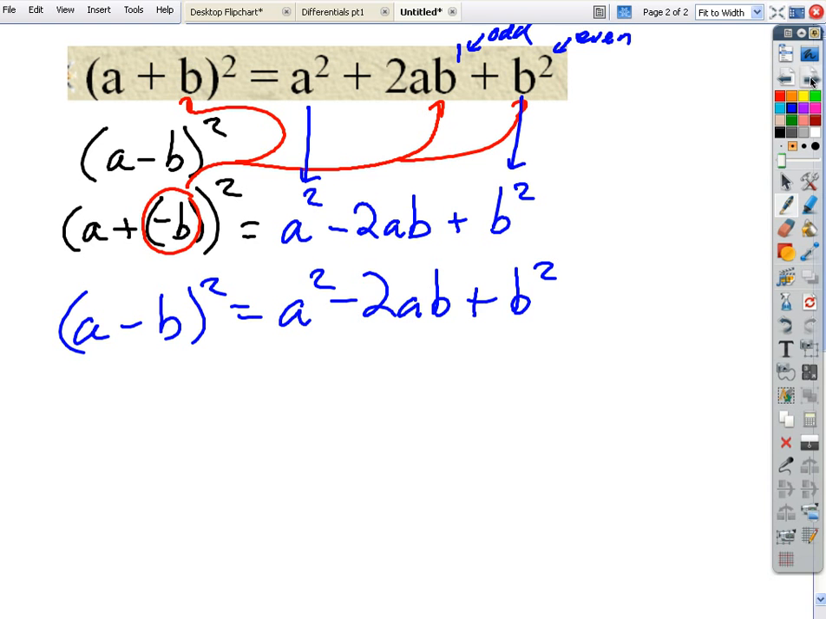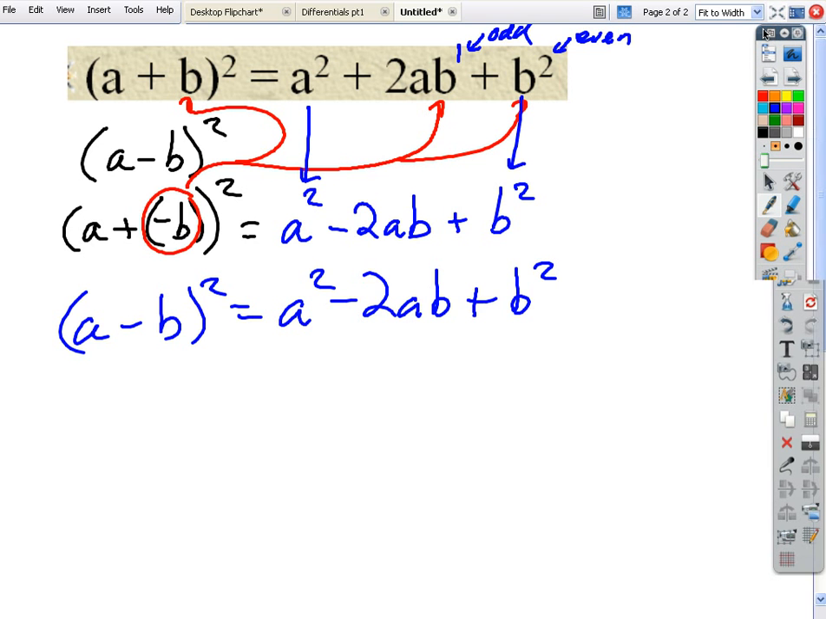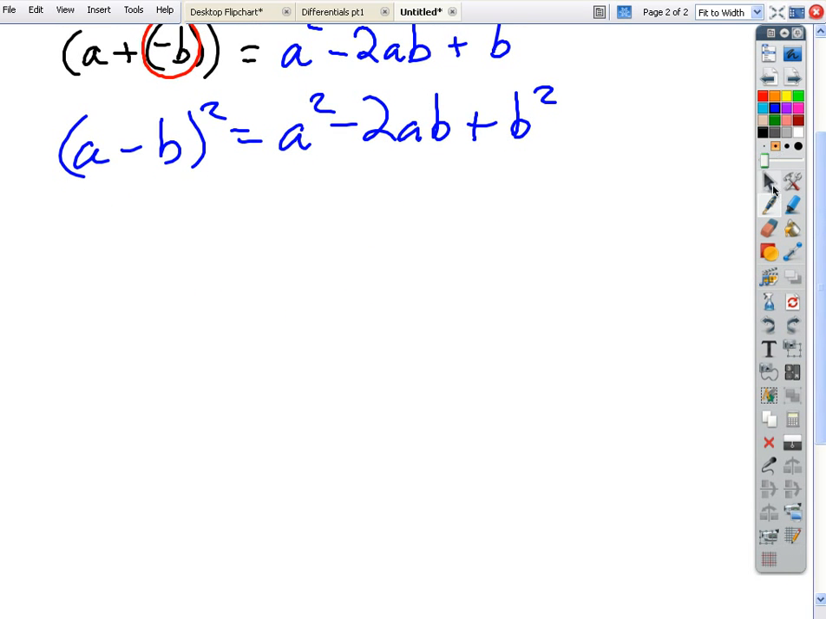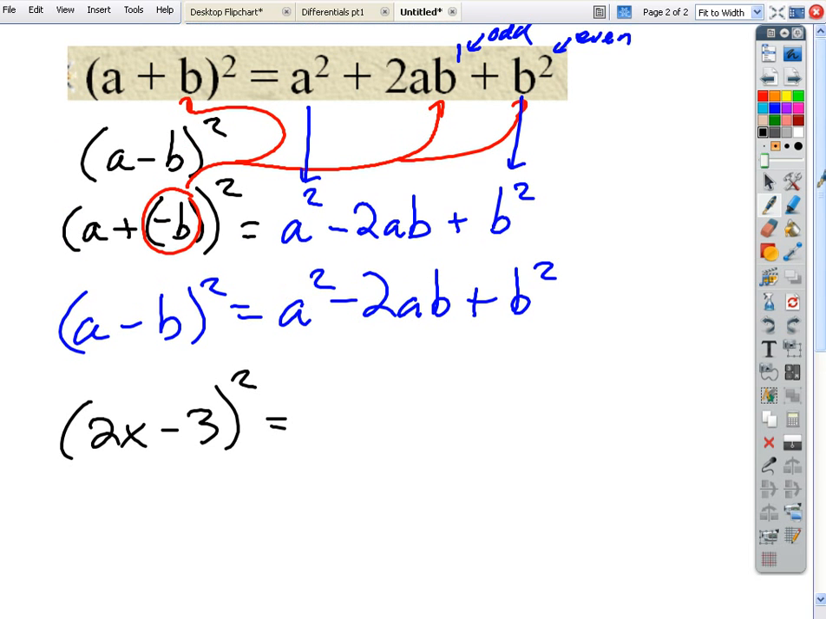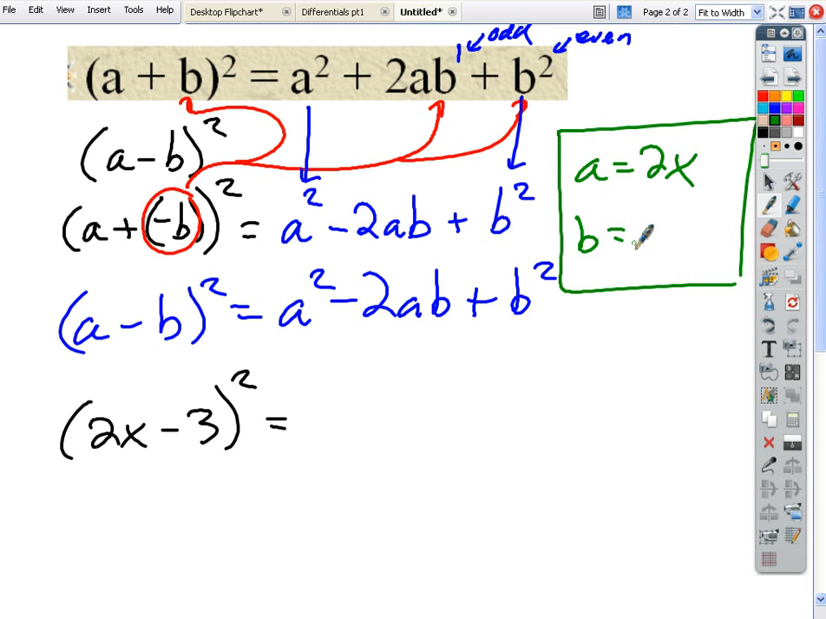All right, let's do a quick example of that. What if we want to square 2x minus 3? Well, we're going to use this pattern. But what's a and what's b? A is 2x. What's b? Negative 3, right? So then we'll just do this.